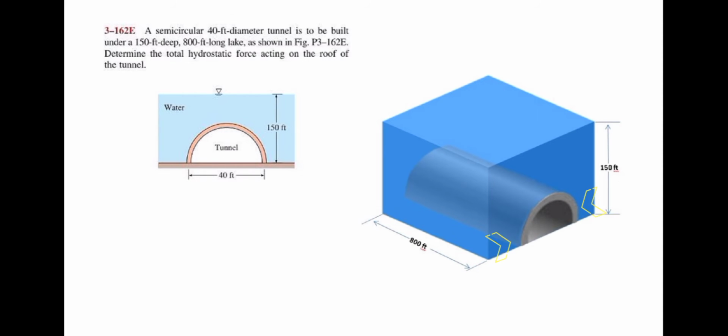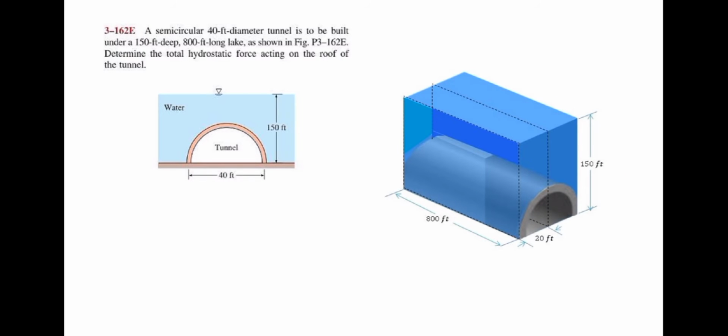But before that, let us turn our figure into a smaller liquid block with the tunnel as the base border. There. Again, let us assume that atmospheric pressure acts on this side and this side of the tunnel. Since it acts on both sides, we can ignore the calculation for atmospheric pressure.